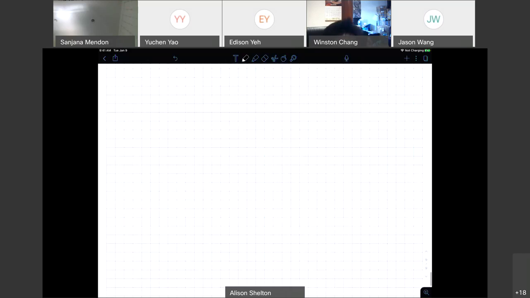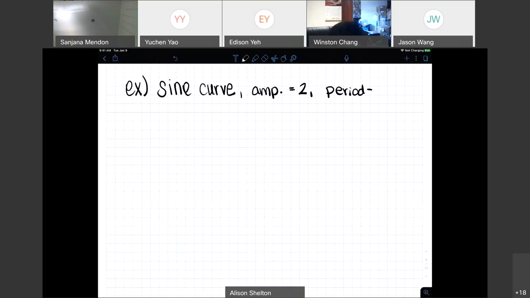Here's our last example. Last example, let's do a sine curve. Let's say we know it's a sine curve. We know the amplitude is equal to 2. We know the period is equal to 5 pi. This has a horizontal shift at pi over 4, and a vertical shift is -3. It goes down 3.